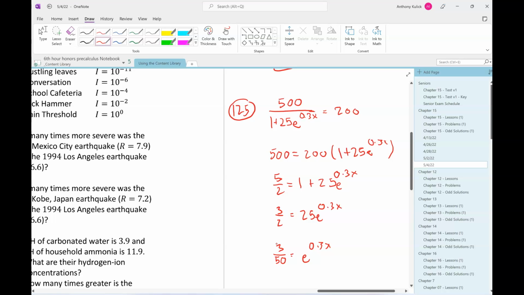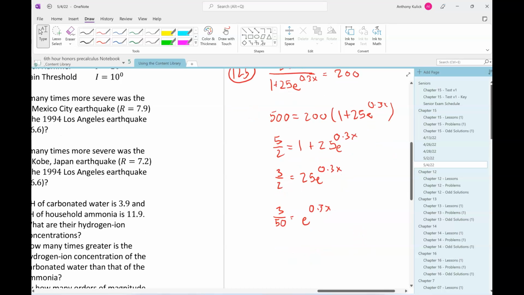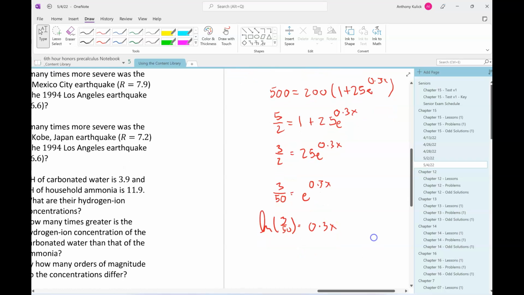Again, I did the arithmetic. You're good, right? Okay. I feel bad. I have to say something. And then we natural log both sides. And then we'll divide both sides by 0.3.